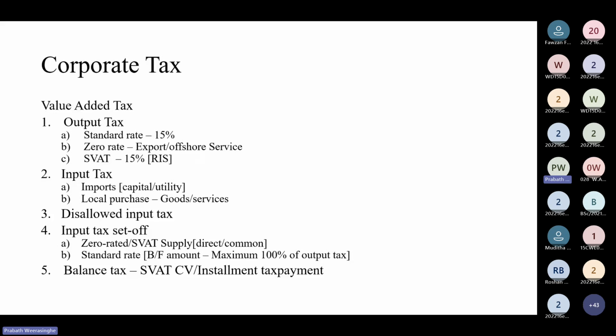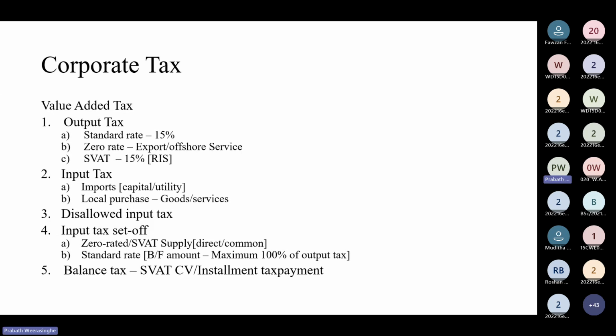In this case, even capital nature assets or any raw material utilized for the business, we are entitled to get the input tax. So imports basically is goods. Local purchase, it could be goods or services. And thereafter, we have to check if there is any disallowable input tax as per the VAT law. VAT law says some types of input tax are not deductible. First, it says any input tax related to the taxable supply can be deductible.